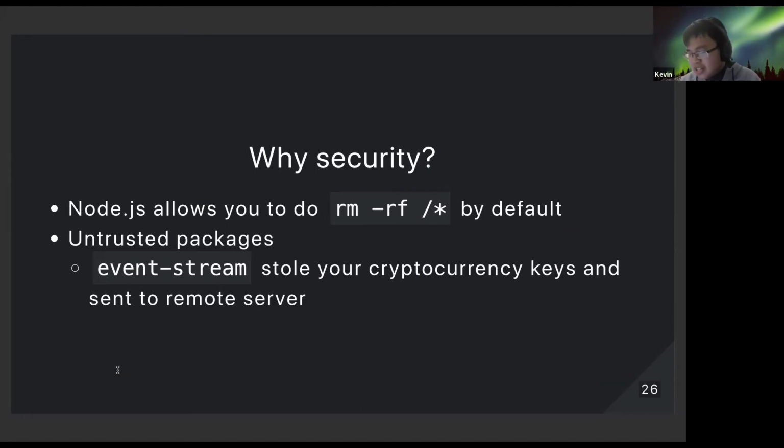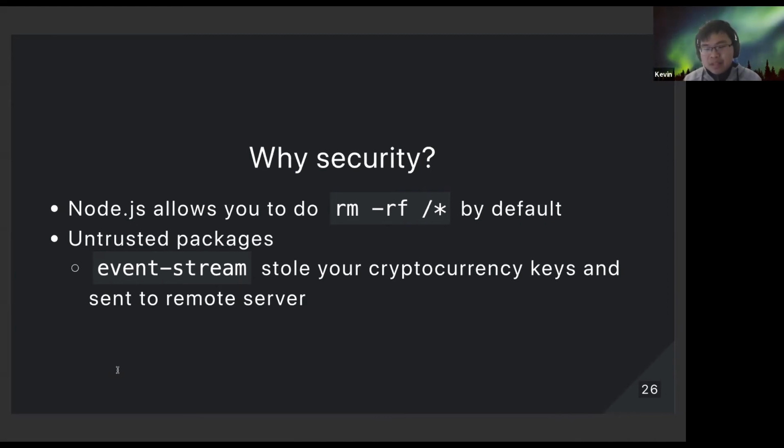rm -rf, everything. This may sound okay, but this is especially problematic when you are using some kind of untrusted packages. For example, if you heard about the incident with the event-stream package, I think last year or 2 years ago, I forgot the exact date. Basically, there was a malicious package called event-stream, which overrides one of the Node crypto APIs and stole your cryptocurrency keys and sent them to some remote server. You don't even know about that.